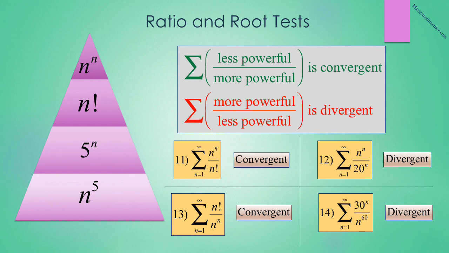Finally, 14, summation n equals 1 to infinity of 30 to the n over n to the 60th power. Note that the relative sizes of the constants makes no difference, that 30 to the n is more powerful than n to the 60th. This is divergent.